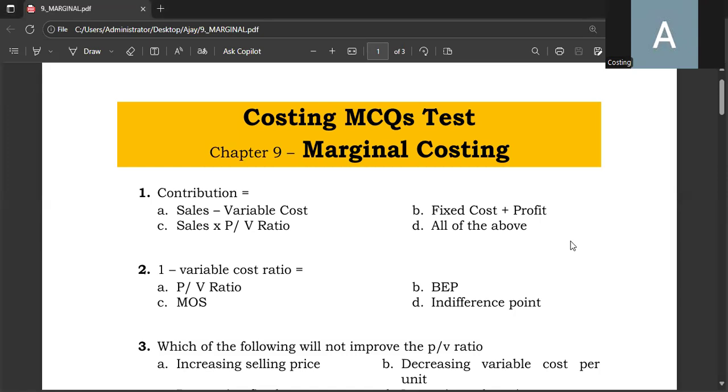Costing. MCQs test. Chapter 9. Marginal costing. Question 1. Contribution is equal to option A. Sales minus variable cost.